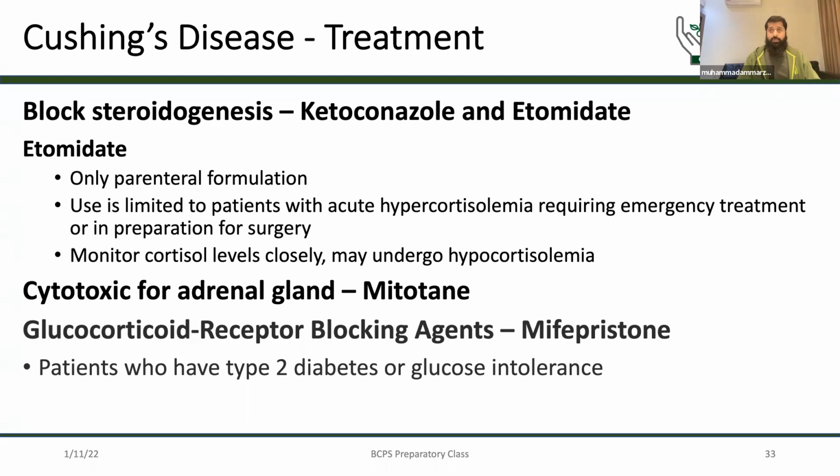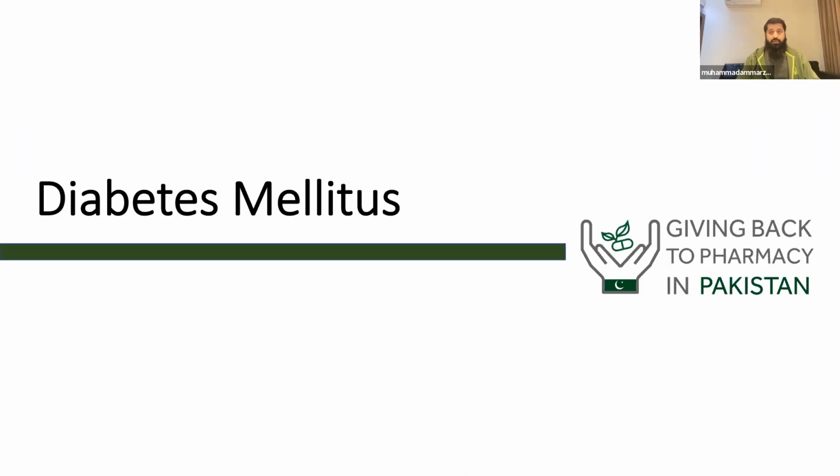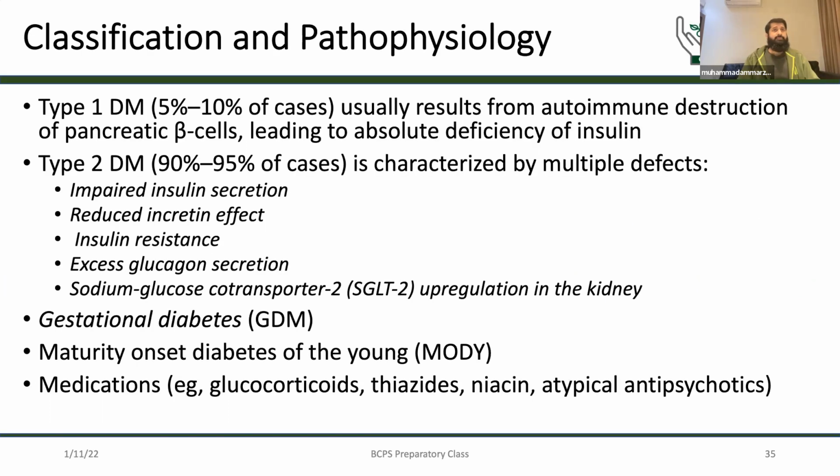So with this slide, we conclude Cushing disease, and we will now mainly focus on diabetes mellitus. So you already know the classification and pathophysiology of diabetes mellitus. In type 1 diabetes mellitus, 5 to 10% of the cases are of type 1 diabetes, and it usually results from autoimmune destruction of pancreatic beta cells, and it leads to absolute deficiency of insulin. That's why previously it was called insulin dependent diabetes mellitus, because there is absolute deficiency of insulin and you have to administer insulin in such patients.